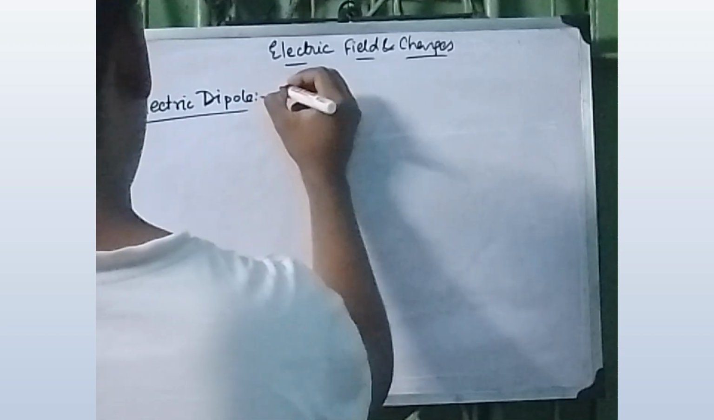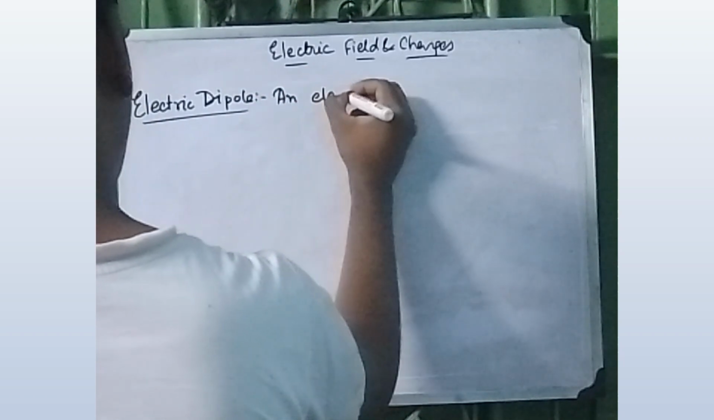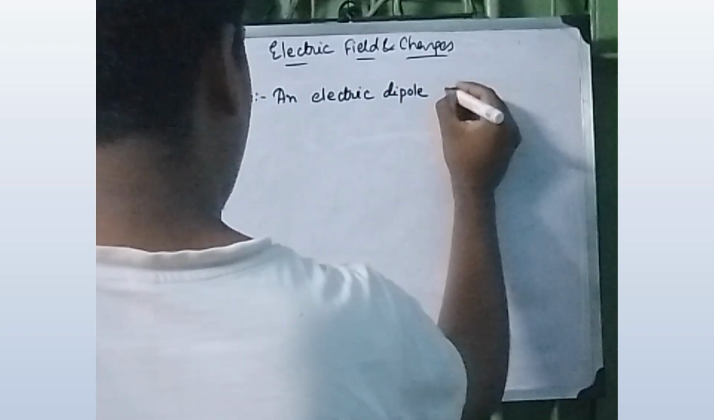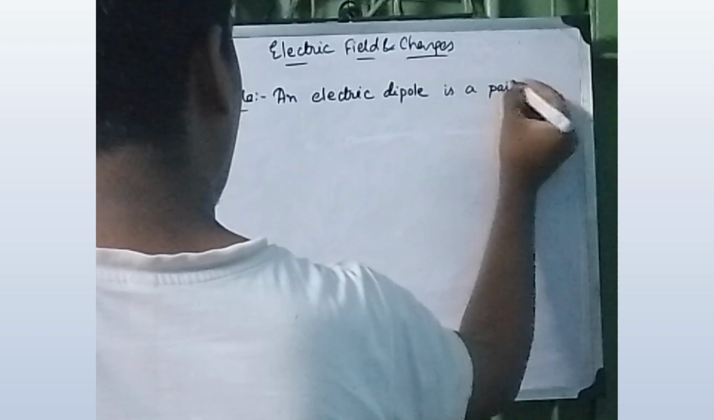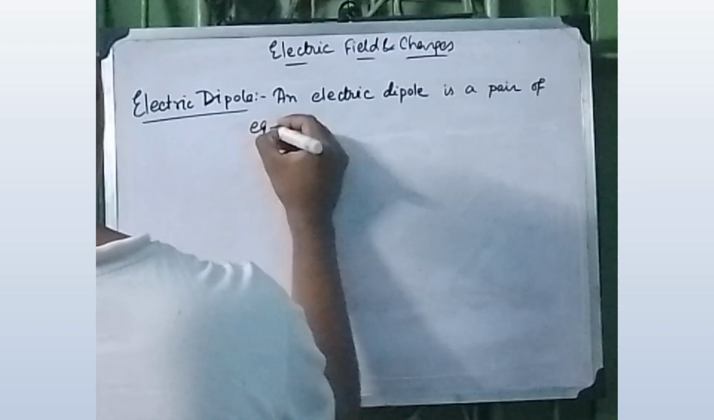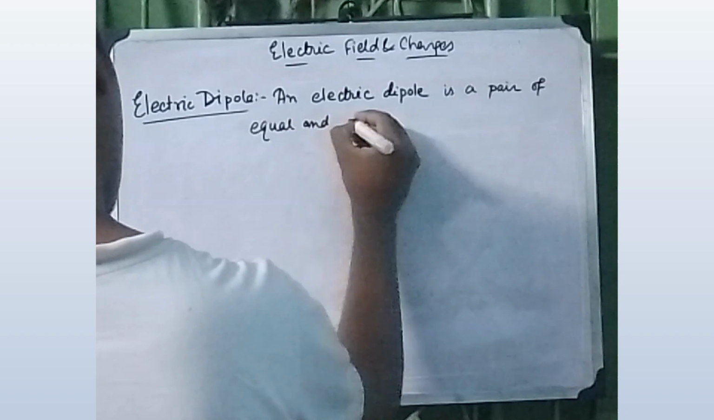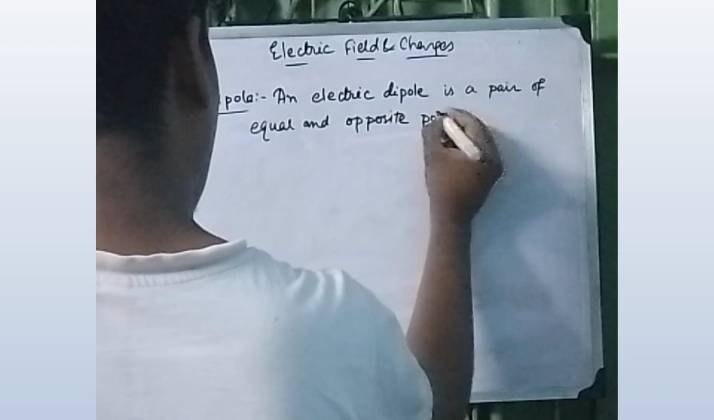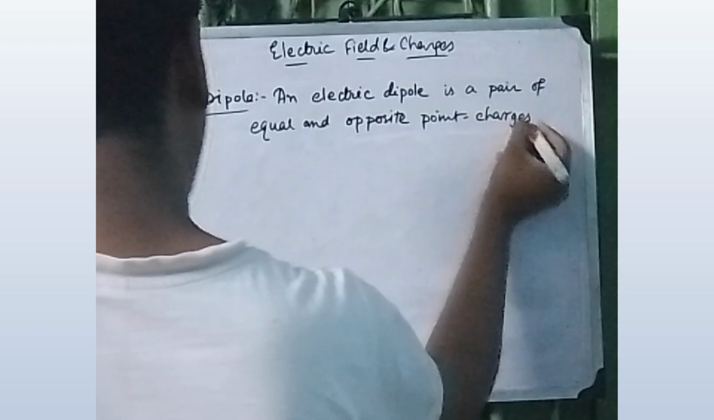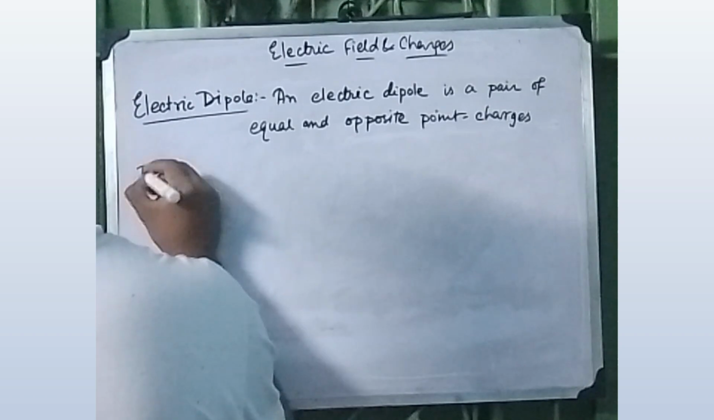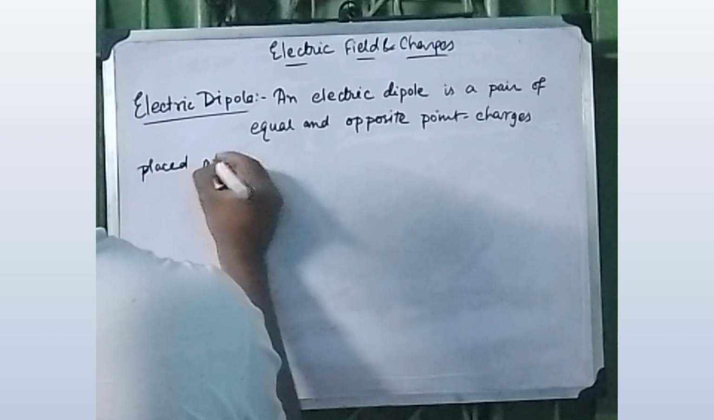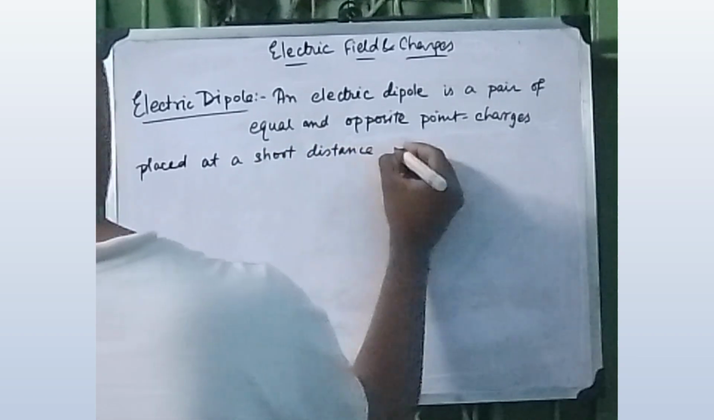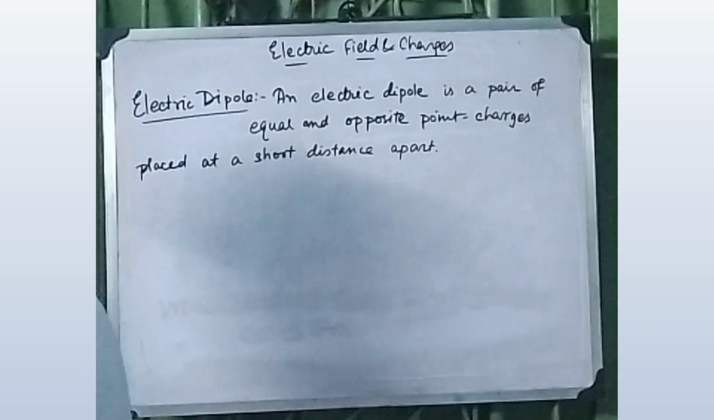First topic is electric dipole. An electric dipole is a pair of equal and opposite point charges placed at a short distance apart.